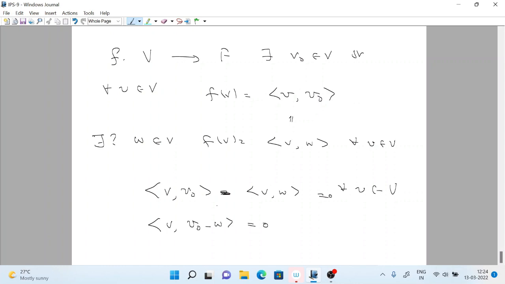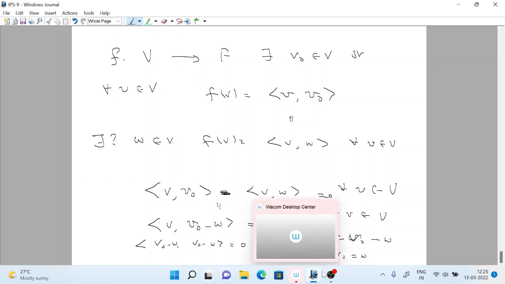This object is nothing other than that, using the distributive law or additivity. This is true for every V. In particular, take V equal to the vector V0 minus W. Then this becomes the inner product of V0 minus W with V0 minus W, which is 0. By the definition of inner product, that means V0 minus W is 0. That means V0 equal to W. Therefore, we have proved uniqueness.